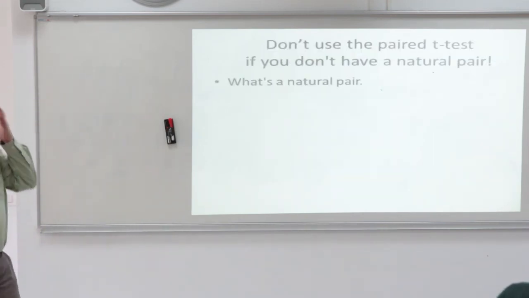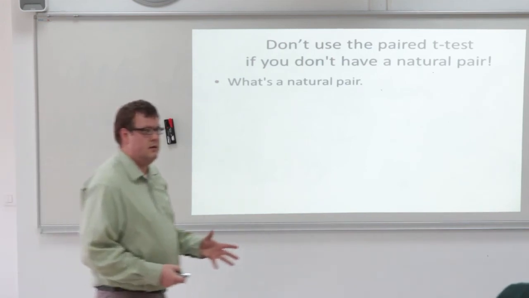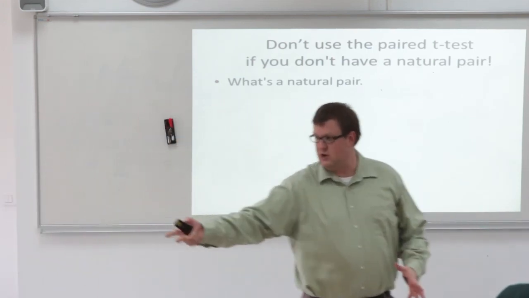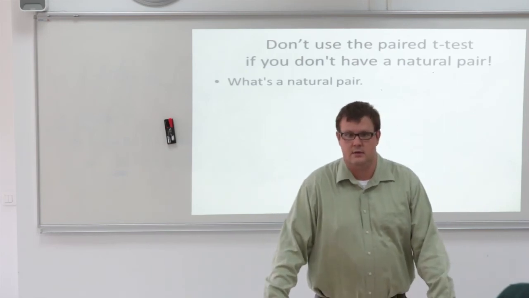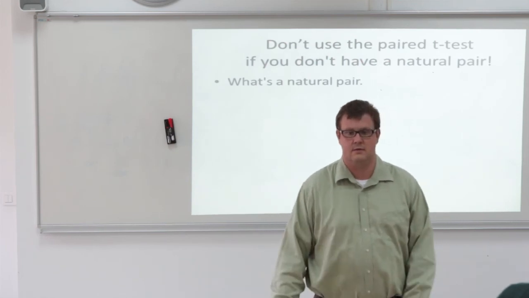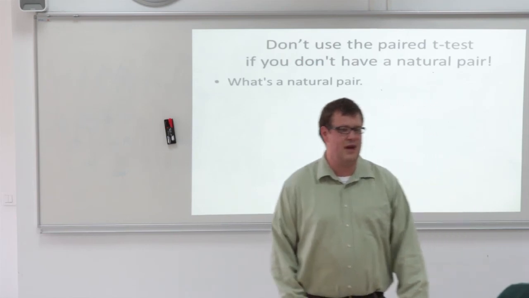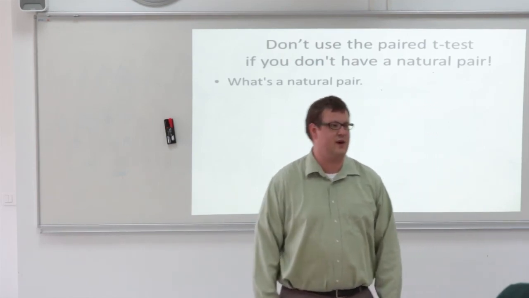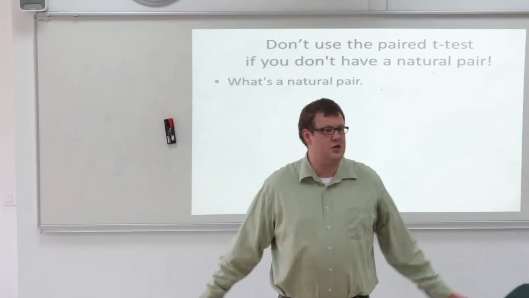So you shouldn't use the paired t-test if you don't have a natural pair. What's a natural pair? Rabza and Rabza is a natural pair. What are other natural pairs? Sibel and Sibel. William and William. Yes, those are natural pairs as well. What other things?